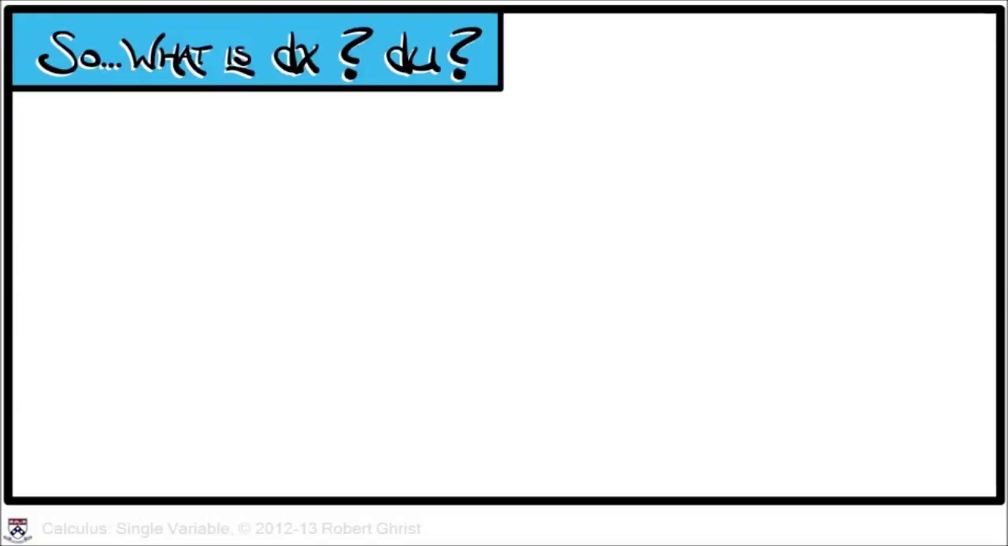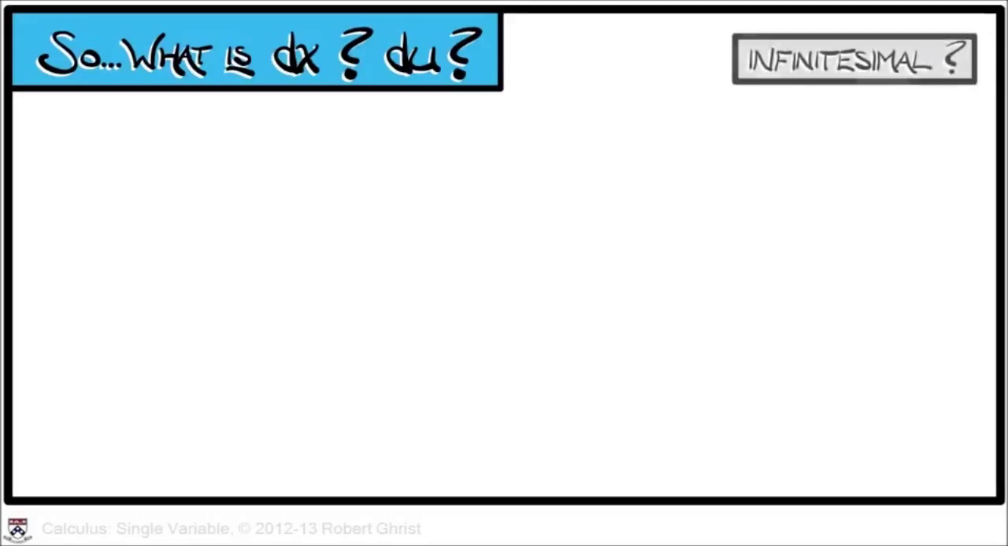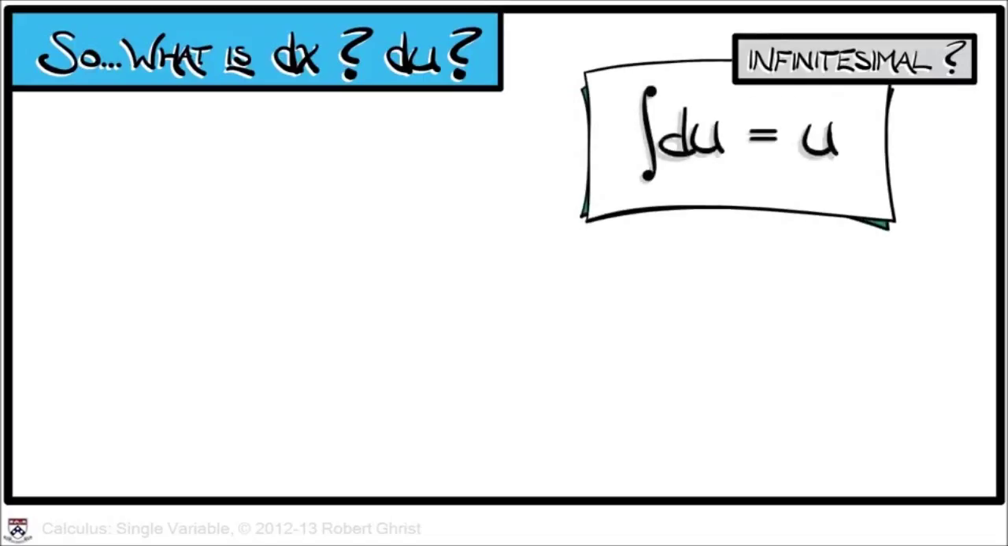They're used all the time in calculus class. One perspective is that they're infinitesimals, really small bits of x or u, so that when you integrate du, what you get is u. That's a reasonable intuition, but is that really what they mean?